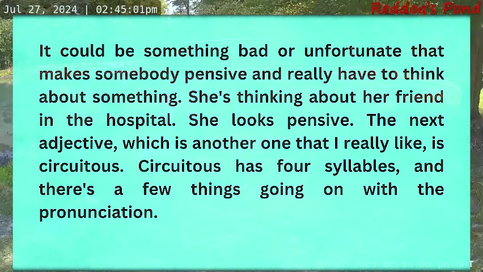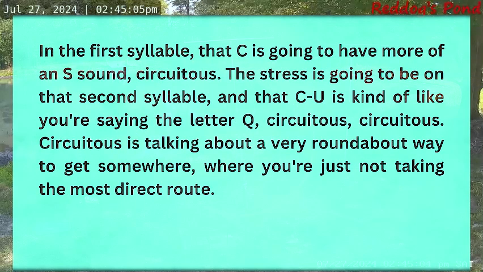The next adjective, which is another one that I really like, is circuitous. Circuitous has 4 syllables, and there's a few things going on with the pronunciation. In the first syllable, that C is going to have more of an S sound, circuitous. The stress is going to be on that second syllable, and that CU is kind of like you're saying the letter Q, circuitous, circuitous.